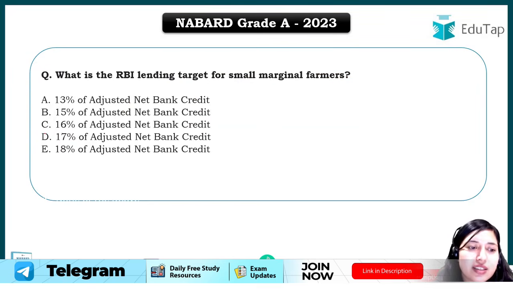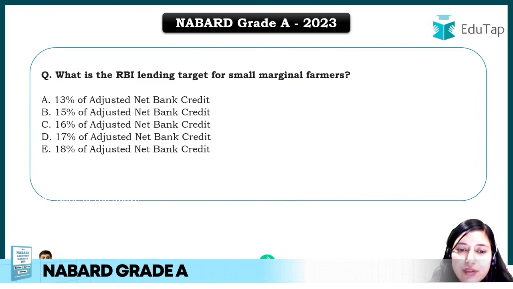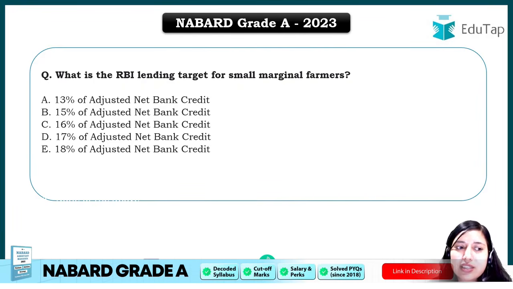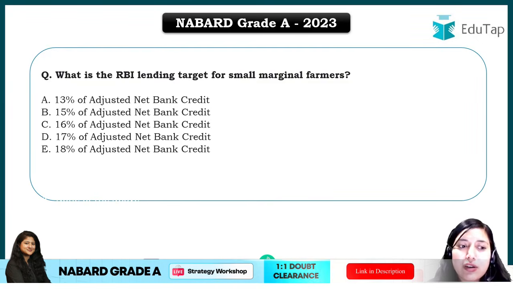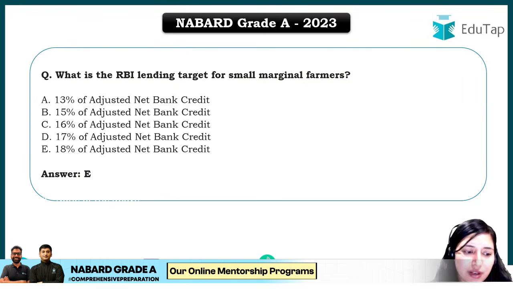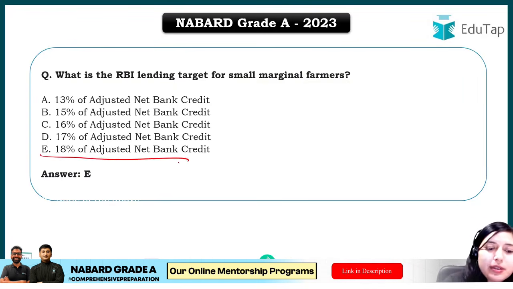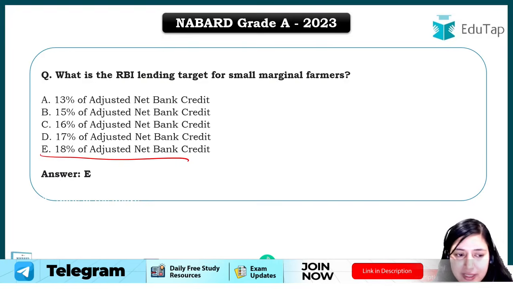Chalo, next question is, now we are moving ahead to your current affairs part. What is the RBI lending target for small marginal farmers? Students, if there is any news covering this type of things, you have to keep an eye on that. You have to learn that because questions have been asked, right? So in 2023, RBI lending target for small marginal farmers was 18% of adjusted net bank credit. Clear? So answer was option E.